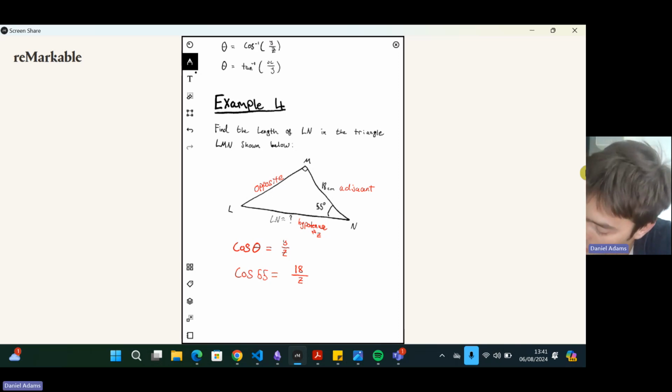So then we rearrange this, and you get z. You multiply both sides by z to rearrange. You get z is equal to, and then you multiply by z, and then divide by cos of 55 to get.